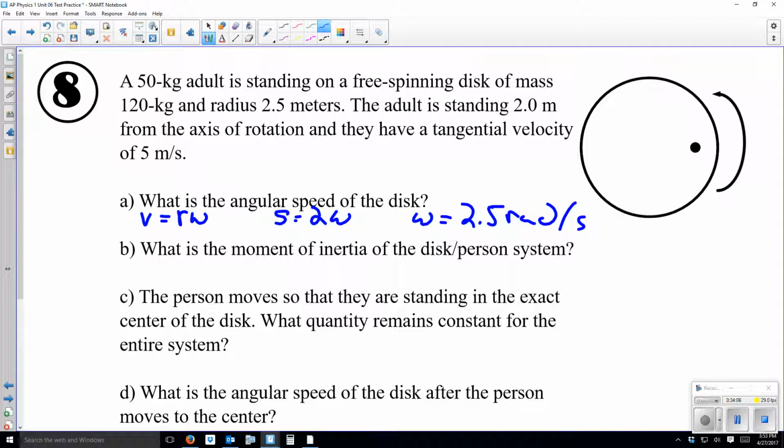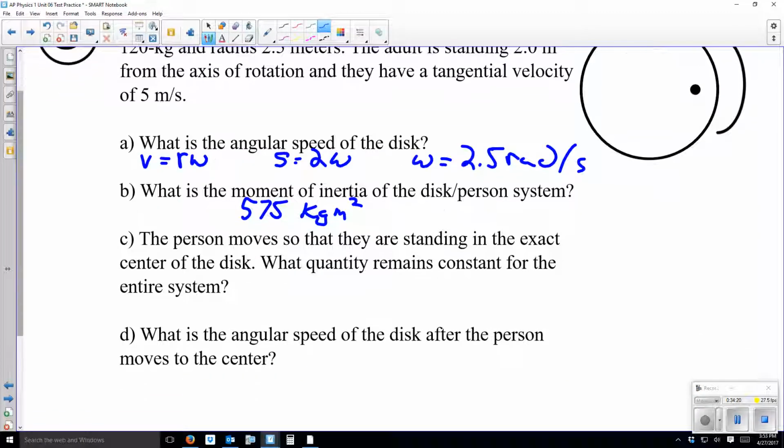Big concept question here. The person moves so that they are standing in the exact center of the disc. What quantity remains constant for the entire system? Because there was no outside torque. Any forces or any torques that happened were from inside the system. That means that our angular momentum must have been conserved.